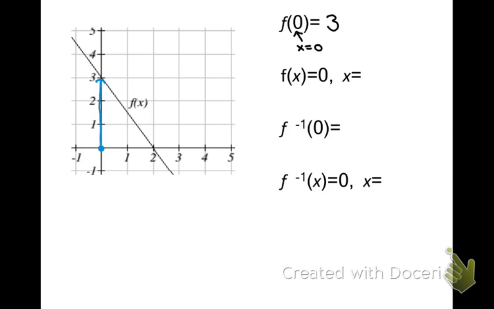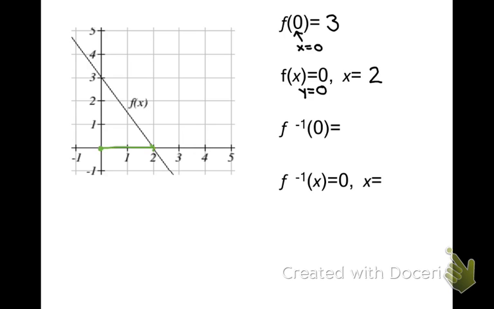Now this one says f of x equals 0. So this is telling me, when y equals 0, what is the x value? Okay, so if my y is 0 and I follow it over on my graph to my x value, my x is going to equal 2.